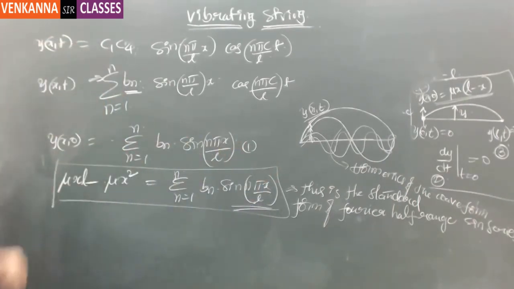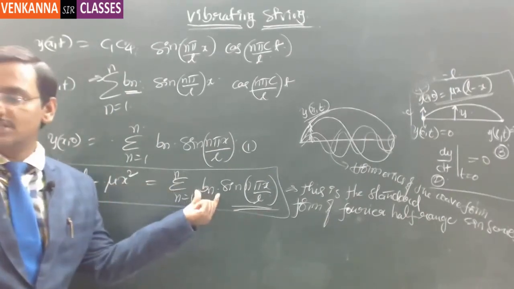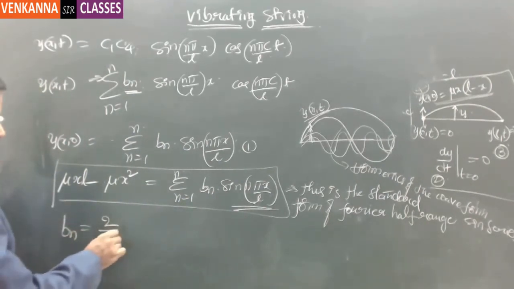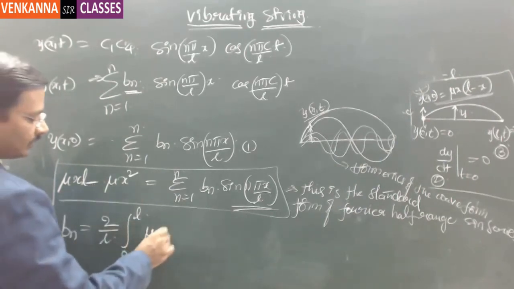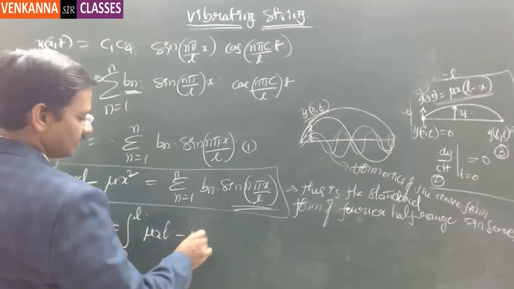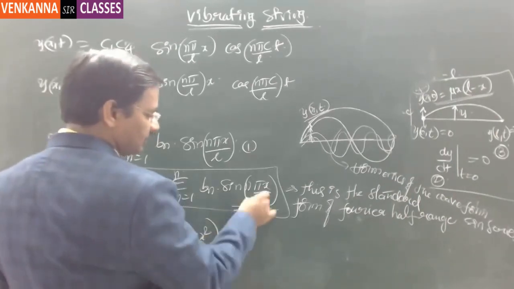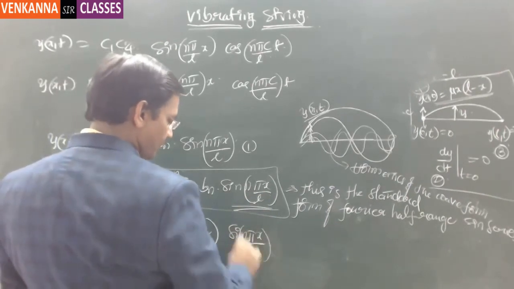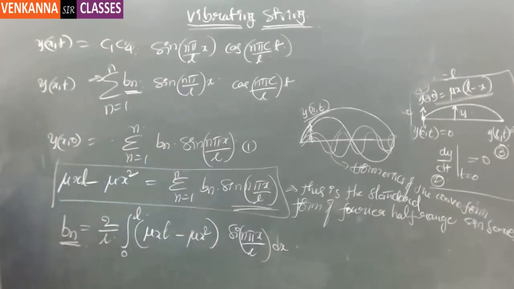Now here, in this case, mu x L minus mu x square is the function. So for this we have to identify this bn value. He has given a way to find this bn value: 2 by L times the integral from 0 to L of this function, that is mu x L minus mu x square, into sine of n pi x by L dx. This value will directly give the bn value. Got it?